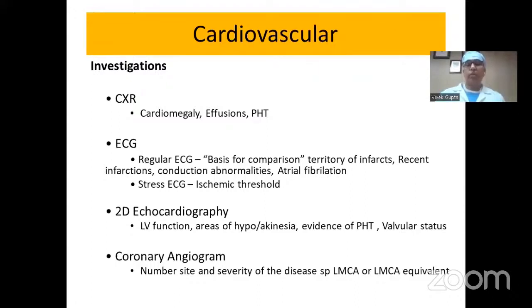We look at the ECG, we compare with the previous ECG, we look at the territory of the infarct, whether it's anterior, inferior, or anteroseptal. Any recent infarct or development of the Q wave, any conduction abnormality or atrial fibrillation. 2D echocardiography will guide us about the LV functions, about the hypokinesia or akinesia, or any valvular lesions, or any other concomitant disease.